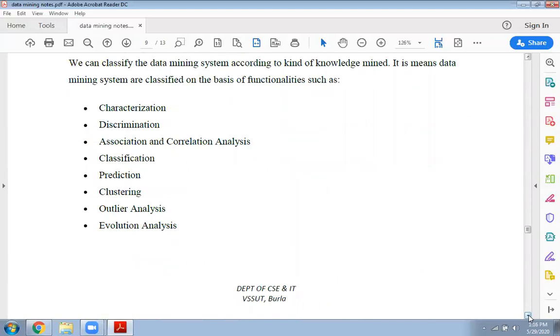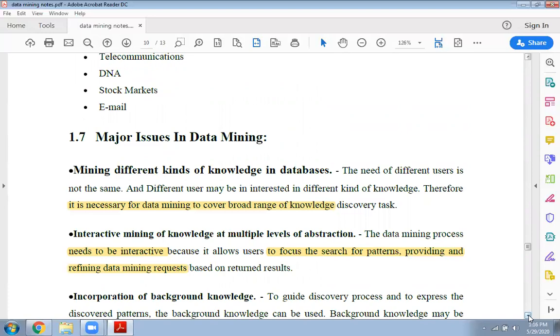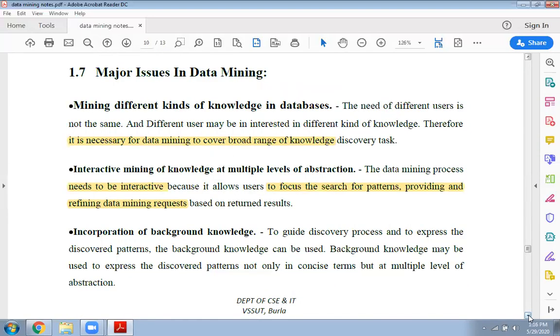So these are just simply theoretical things, not much to discuss. What are the major issues while you are performing the data mining? Major issues is mining different kinds of knowledge in databases. So it is necessary for data mining to cover a broad range of knowledge.